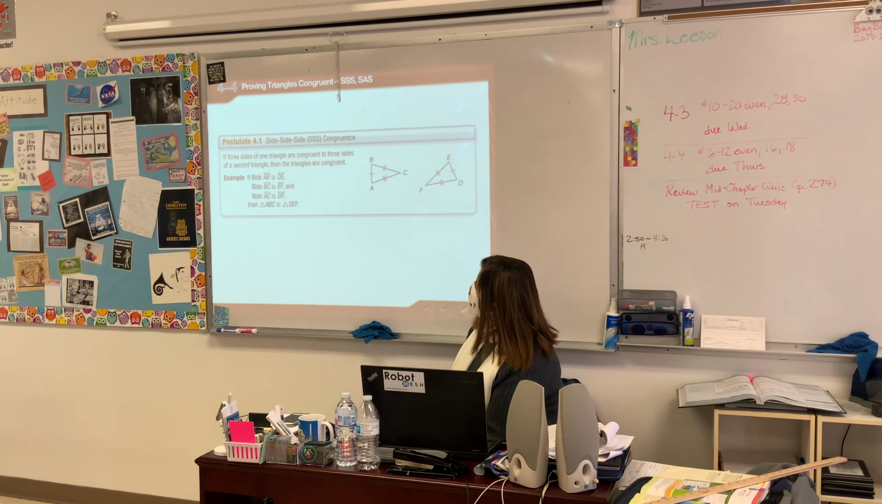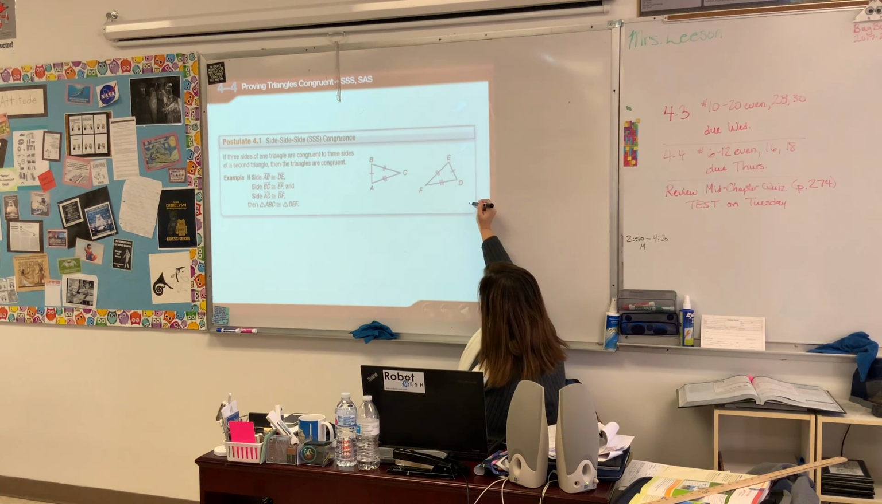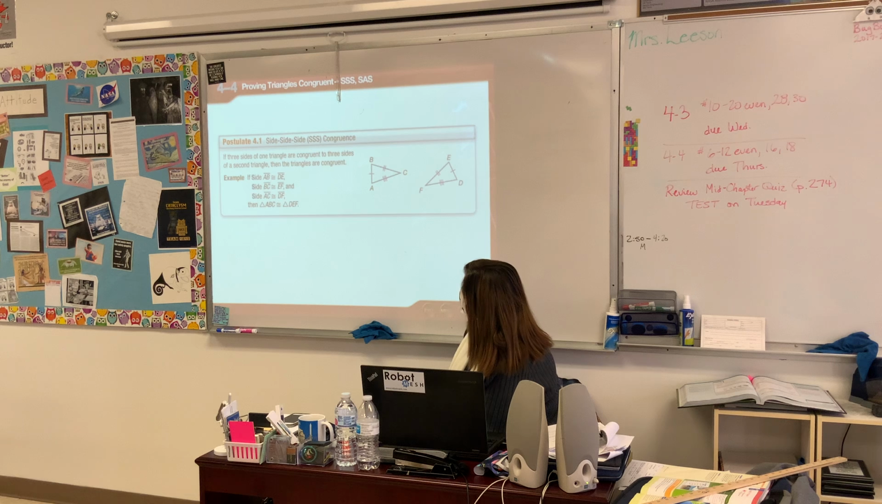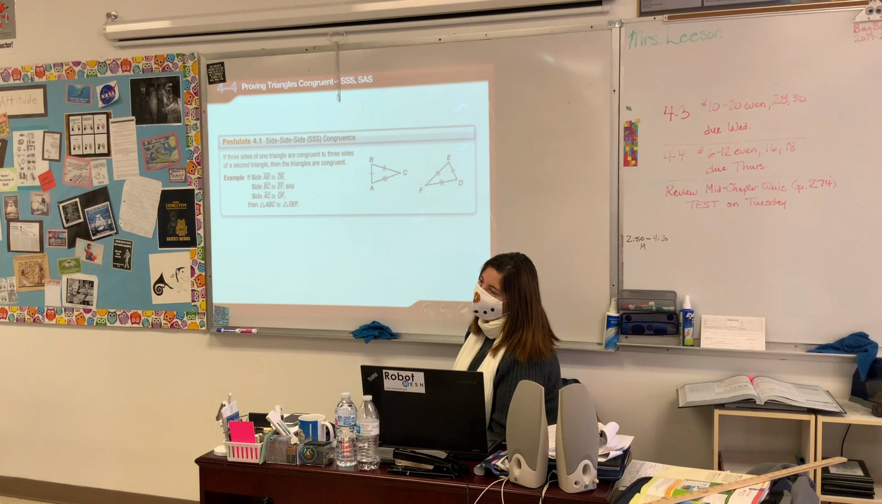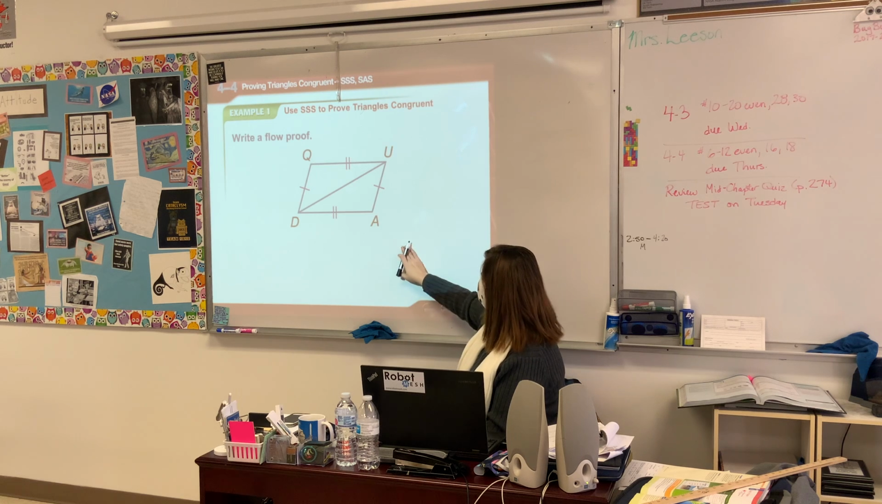Okay, so side side side congruence. If AB is congruent to ED, and BC is congruent to EF, and CA congruent to DF, then these triangles are congruent. It makes sense. If they have the exact same lengths, obviously they're gonna have the exact same angles. It's the only way that this could work. So we're gonna make use of this. They ask us to write a flow proof, not one of our favorites.